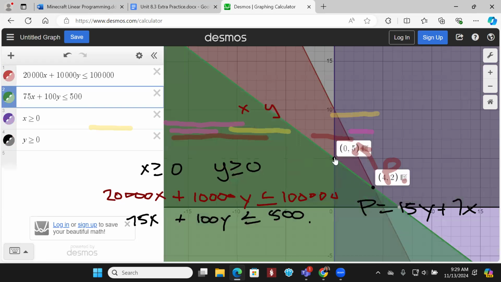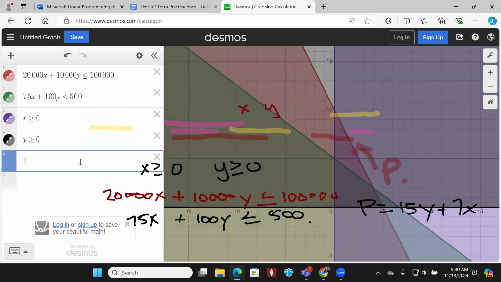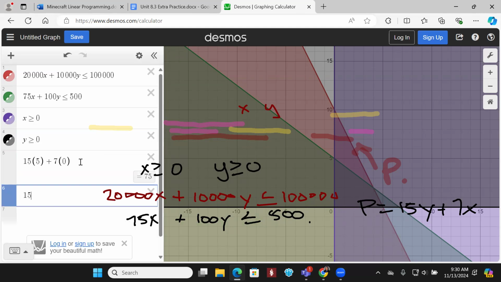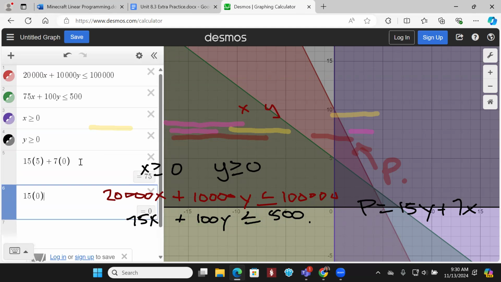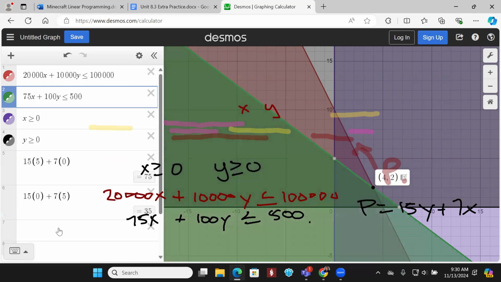So we got 4205 and 50, and then 00 is not going to do anything. So we're going to plug those in. So 15, 5, 0, 15, 0, 5. And what was the other one? 42.